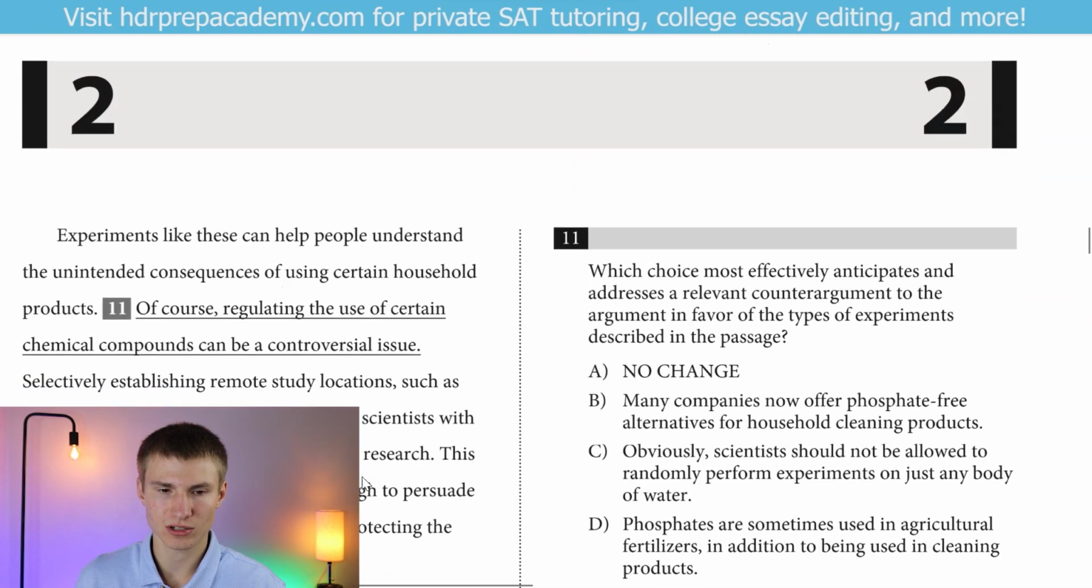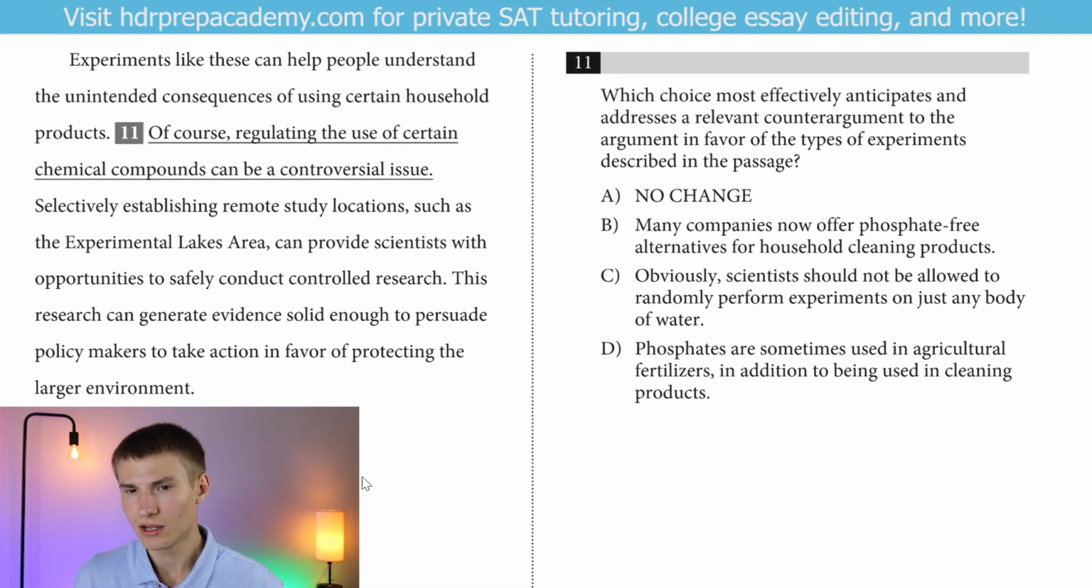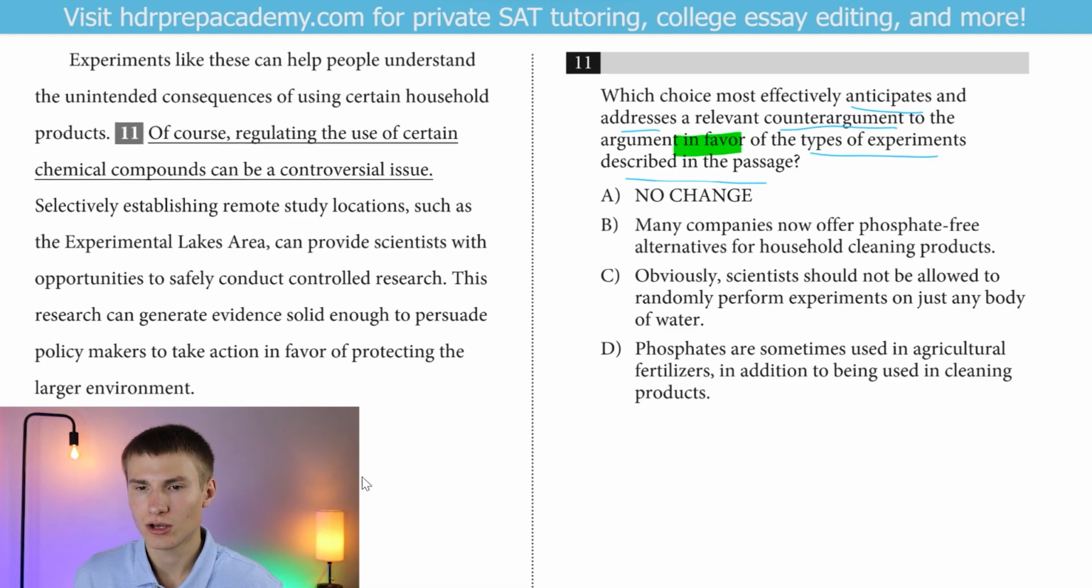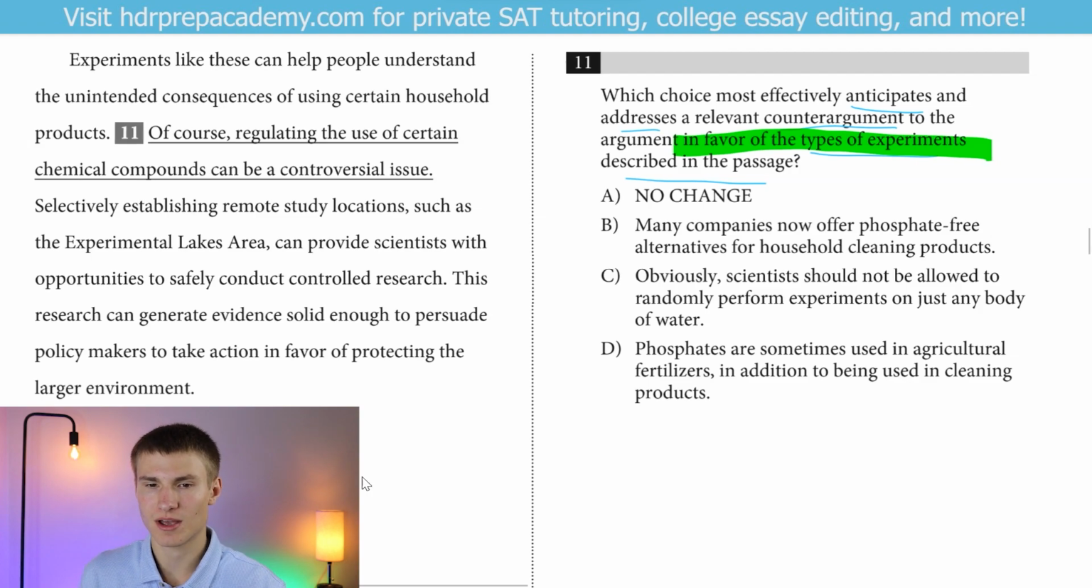All right, moving on to question number 11 now. We have experiments like these can help people understand the unintended consequences of using certain household products. Now we're told which choice most effectively anticipates and addresses a relevant counter-argument to the argument in favor of the types of experiments described in the passage. Keep in mind, we want to pay close attention to this part here. The counter-argument has to be to those who are in favor of the types of experiments described in the passage. That's what the counter-argument has to be to.